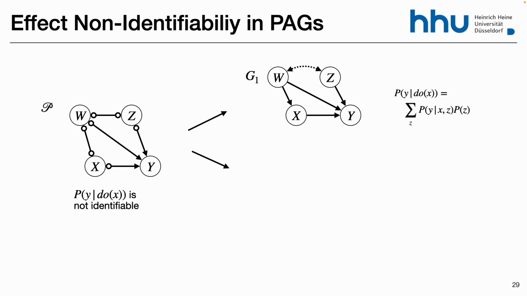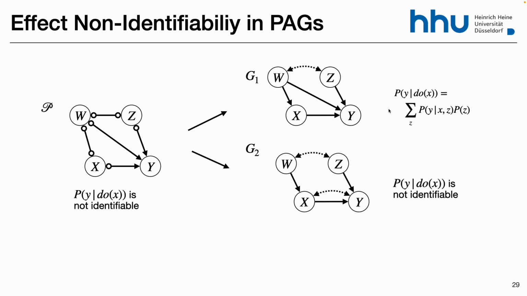I could have other models, like this one, where X being a cause could be confounded, or in this case could be just confounded without a cause. So I don't know. First of all, there are some models where the effect is not identifiable, and I don't have a way to just apply the same formula regardless of the model. So that's why it's a non-identifiable effect in the PEG. Okay.